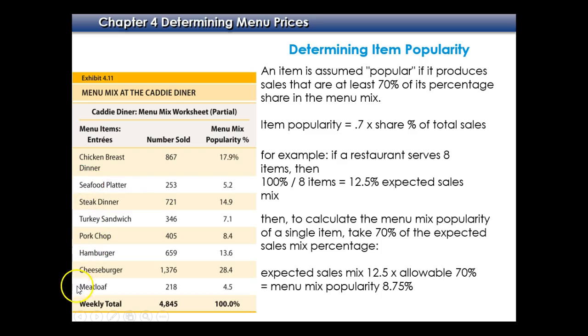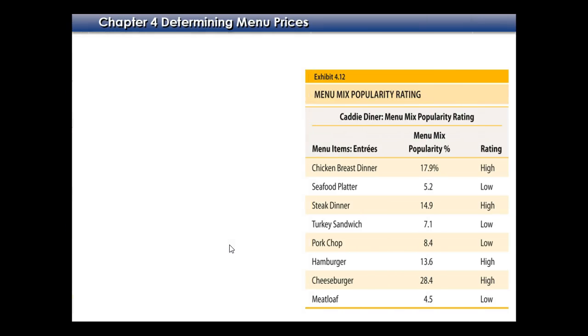So here's the 8 items. Divide that by the 100% will give us the 12.5. And then further go on to that 70% because that's what we know is popular. So I'll break it down here. So then we can look here and find out, was that really popular? So here it is, there was that pork chop. We're like, I don't know. 8.4, it seems like it, but didn't quite hit that mark.